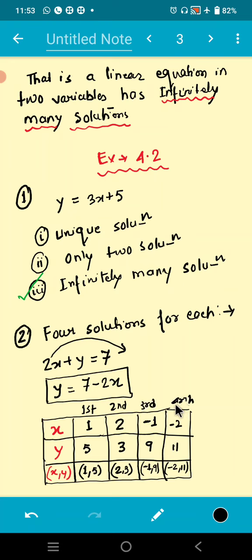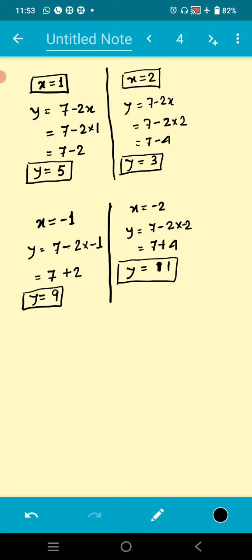Okay, so this is what you have to do with each and every question of question number 2. I guess all can proceed with the rest of the 2 questions. Let me show you sum number 3.